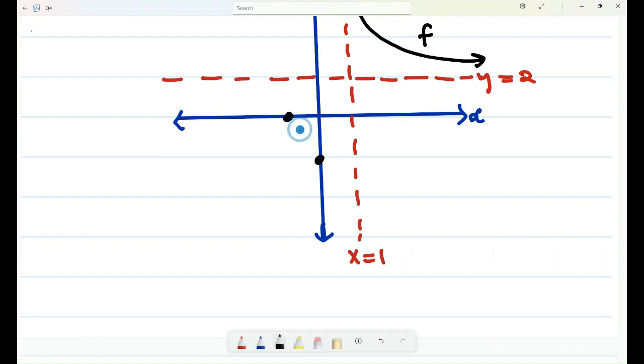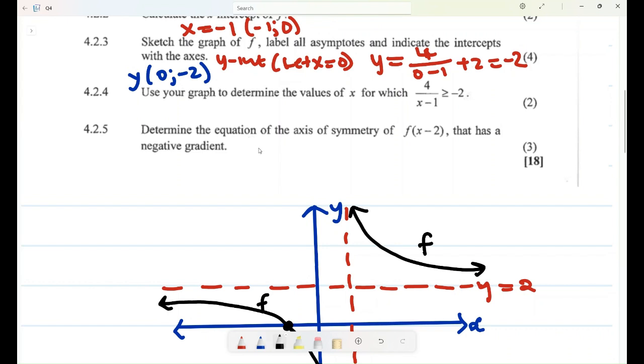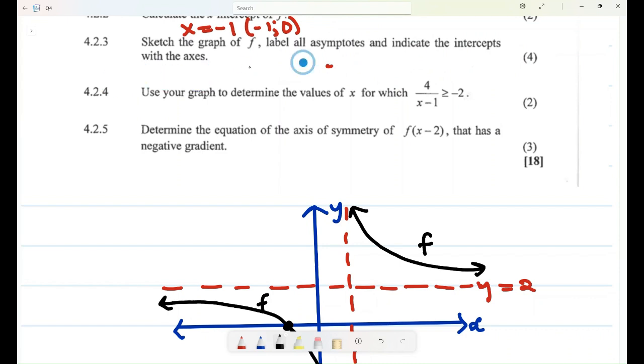Let me just repeat that. Try to make a smooth curve there. Alright, this is also my graph of f. Just label this as -1 and this as -2. Then this is what you are required to do. Now I won't erase this because normally most questions that follow are based on the graph.